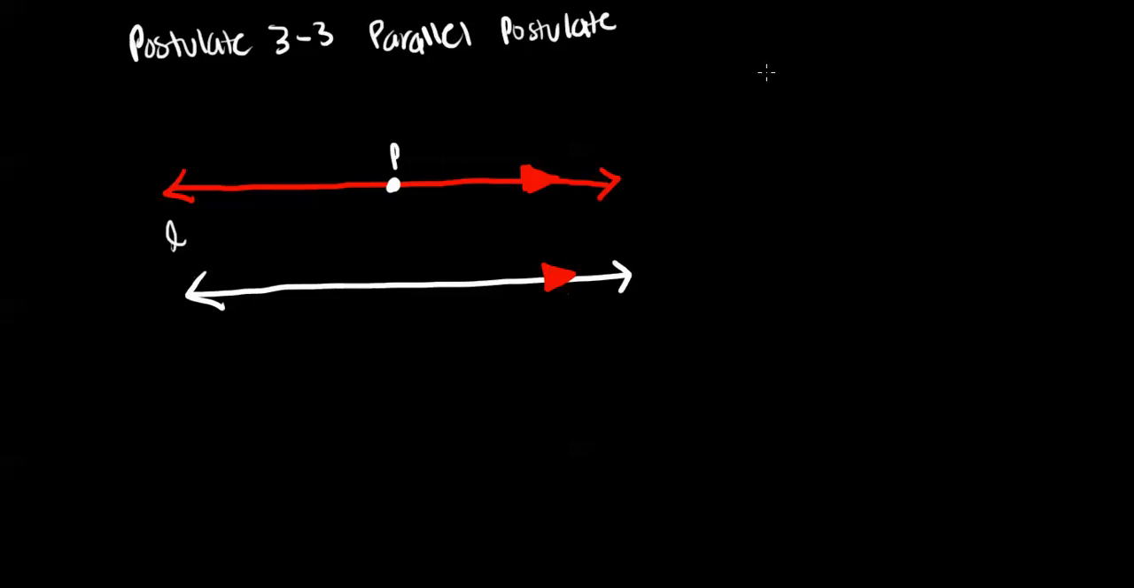In this section, we're going to be looking at parallel lines and triangles. To start off with, we're going to look at Postulate 3.3, the Parallel Postulate. The postulate states that through a point not on a line, there is one and only one line parallel to the given line. So here in our example, we can see that there's exactly one line that can go through point P that will be parallel to line L.